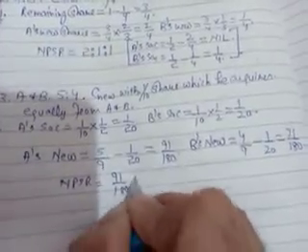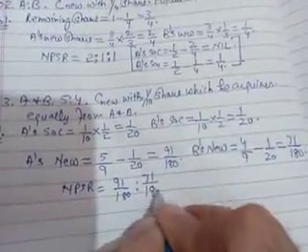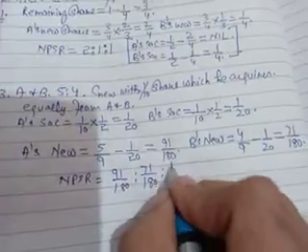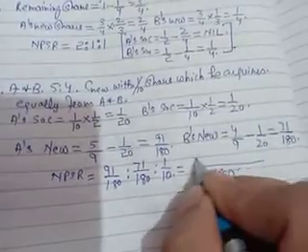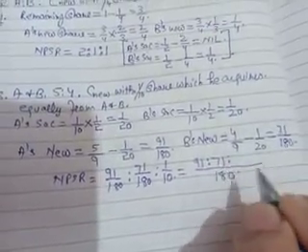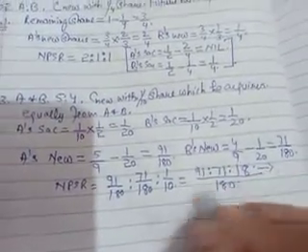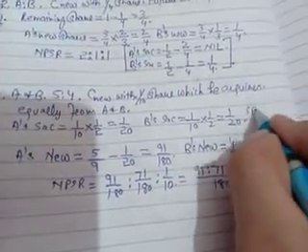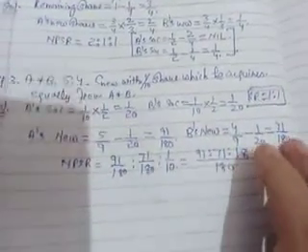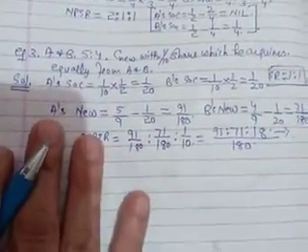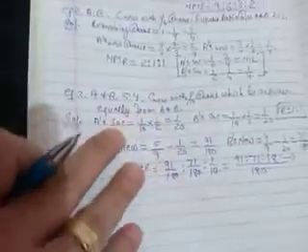Now NPSR will be 91 over 180 ratio 71 over 180 ratio C's share, which is 1/10. So when we take the LCM, 180, it comes out to be 91:71:18. So this is our new profit sharing ratio, and our sacrificing ratio will be 1:1 in this particular case. Now let's move further. Let's take another example.